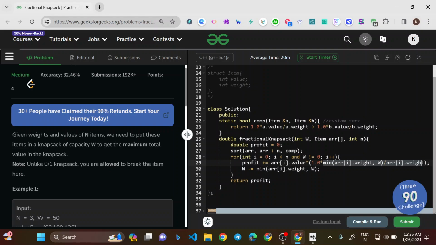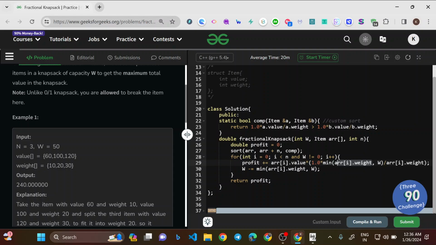And then just subtract it. So how much you're taking, either array dot weight or w, either of them you'll be taking, depending upon the scenario. Like in this case 60 10, you'll be taking 10, 100 20 you'll be taking 20, but in case of 120 30, you'll be taking only 20. Because the remaining left is 20 only, but the weight is 30, so you'll be only taking 20. So minimum of array dot weight comma w gives the minimum value, and you'll be subtracting it. Finally, return the profit. I hope you people have understood this. So there is literally no space for doubts. I've explained it at a grassroots level, in typical English words.